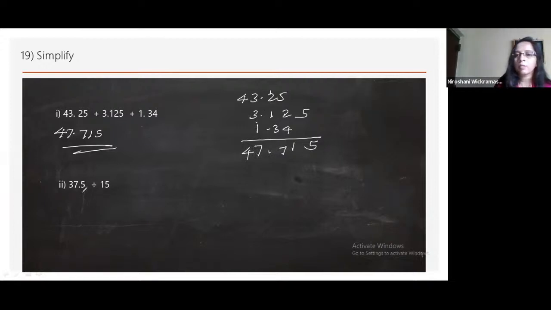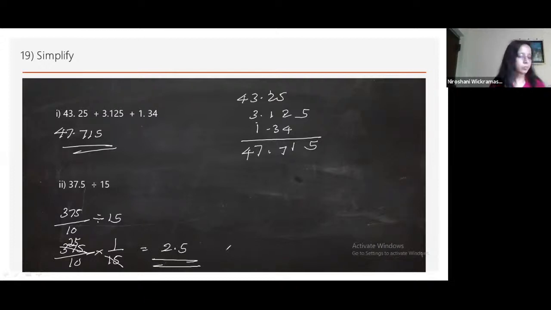Then I have to divide. I told you, when we are dividing, take how many decimal places here? 1. Then 375 over 10 divided by 15. Reciprocal: 375 over 10 times 1 over 15. Then divide 37 by 15. 30, there are 2. 75, there are 5. 25 divided by 10. 2.5. The answer is 2.5.